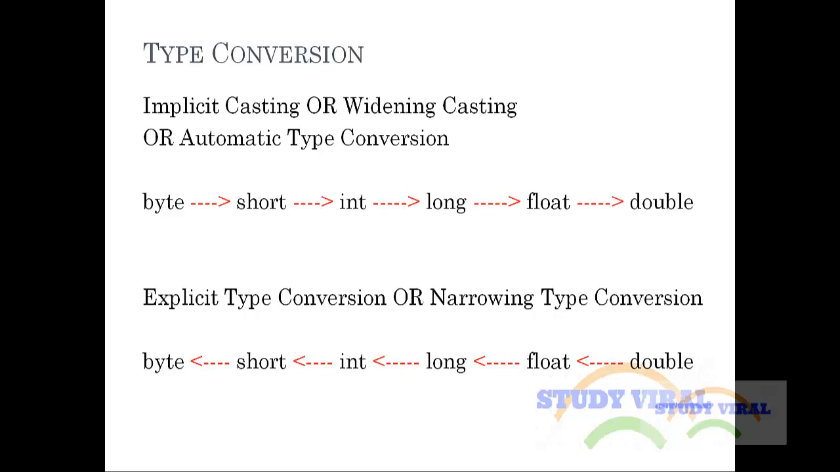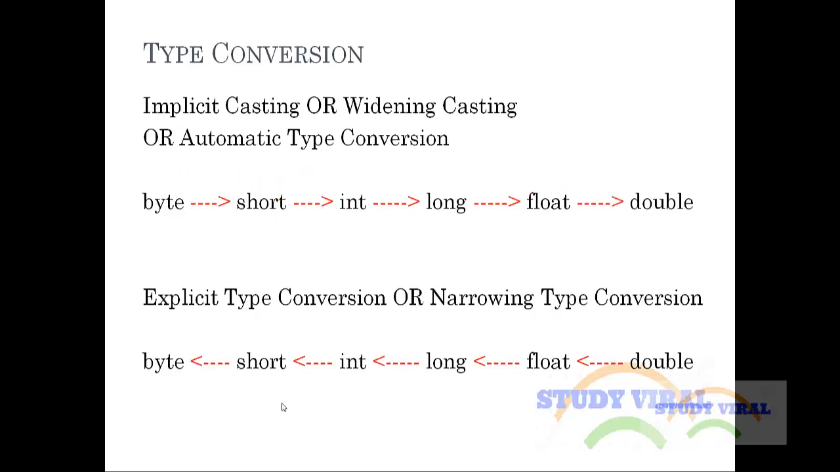First of all, implicit casting is also known as widening casting or automatic type conversion. In this, we can convert a lower data type variable, for example byte, to a slightly higher data type like short, and short can be further converted to int or long or float, and last is double. This is implicit type conversion, which is done automatically by the Java compiler.